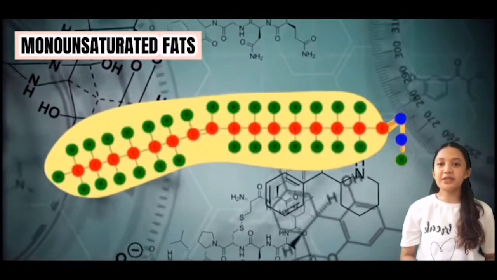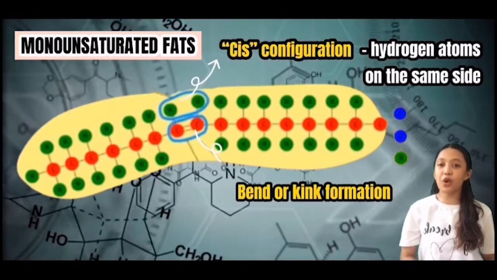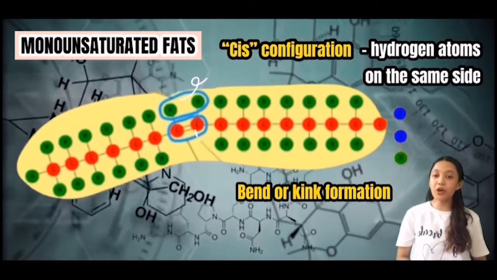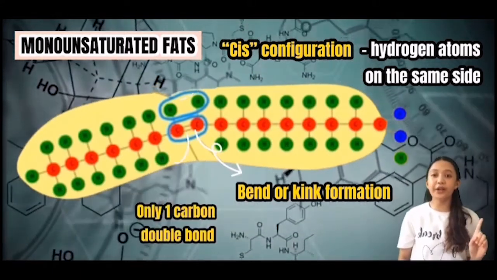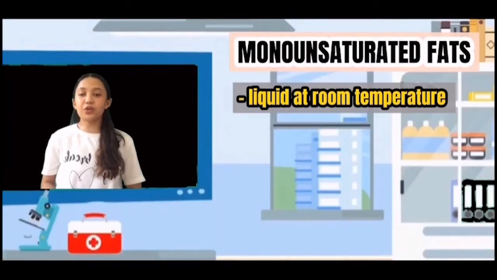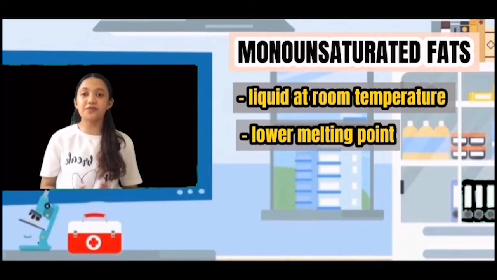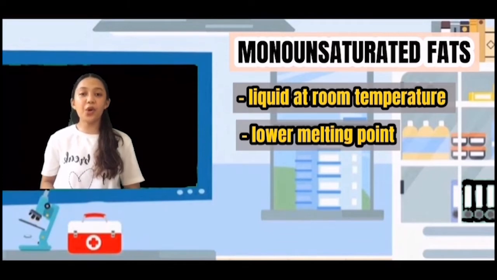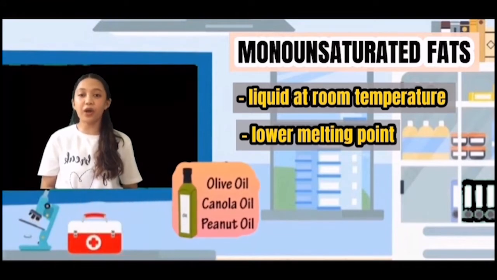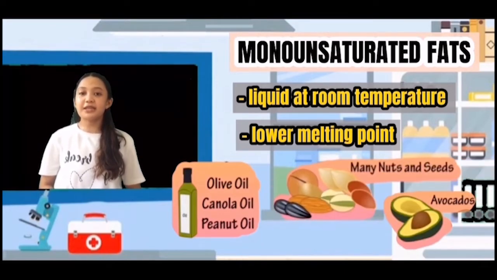The next unsaturated fats we're going to look at are the monounsaturated fats. Monounsaturated fats have a cis configuration, where the hydrogen atoms are on the same side. This gives a bend or kink-like formation. Monounsaturated fats have only one carbon double bond in their molecule. They're usually liquid at room temperature and have lower melting points than saturated and trans fats. Foods that are high in monounsaturated fats include plant-based oils such as olive oil, canola oil, and peanut oil. Other foods include avocados and many types of nuts and seeds.